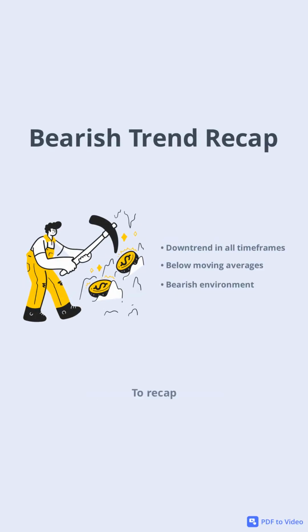To recap, Plug is in a clear downtrend across short, medium, and long-term timeframes. The price remains below all major moving averages and momentum indicators are mostly negative or neutral. This combination points to a bearish environment for the stock.